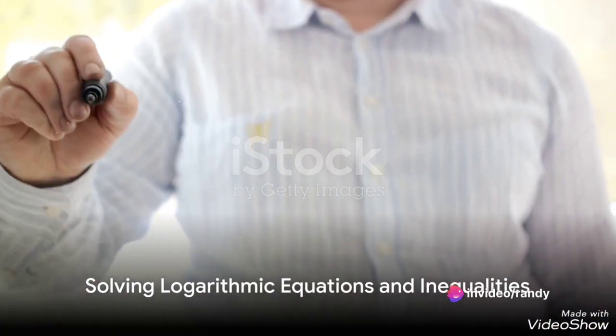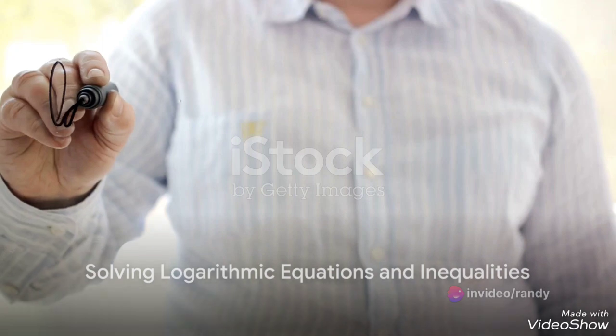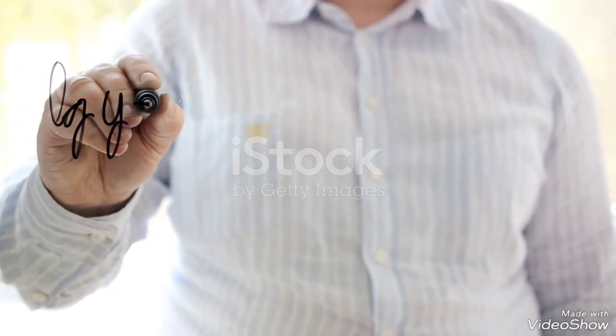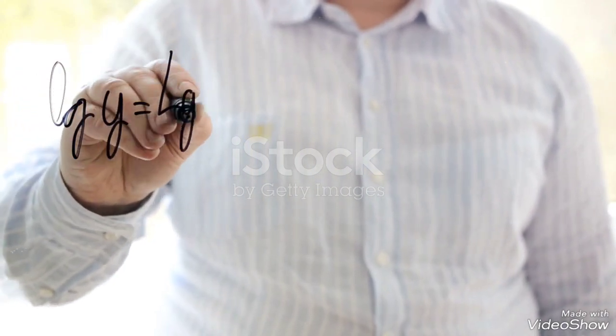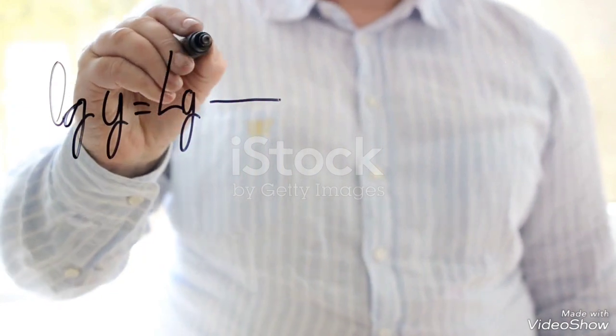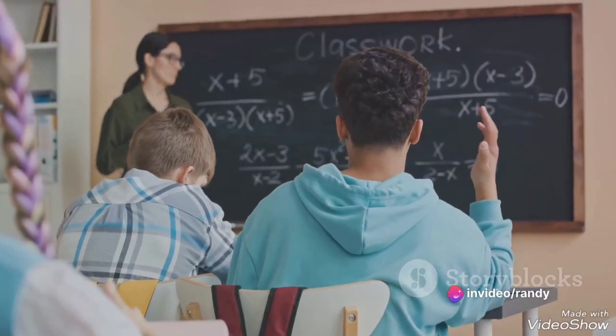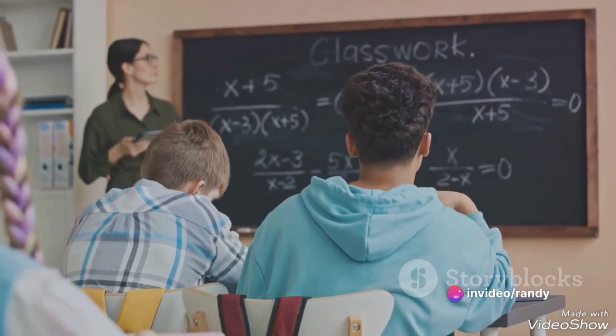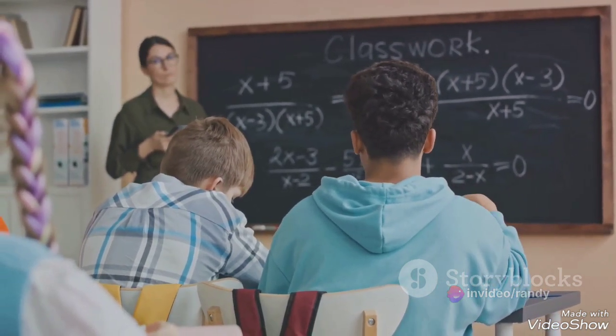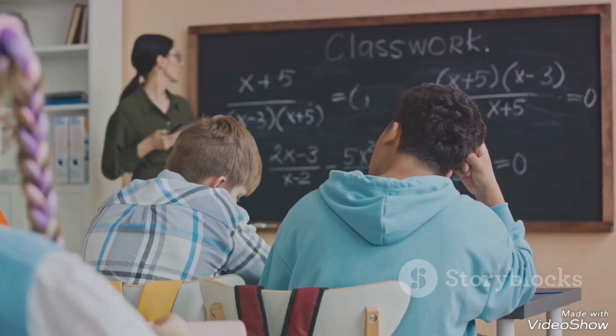Solving logarithmic equations often involves using these properties to simplify the equation and isolate the variable. For logarithmic inequalities, the process might involve transforming the inequality into a simpler form using logarithmic properties, then determining the solution interval considering the domain of the logarithmic function.